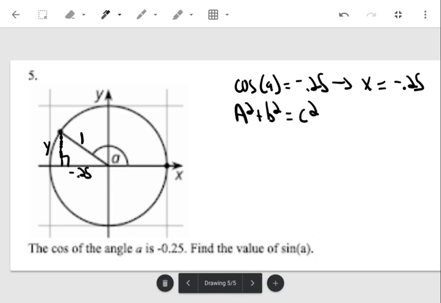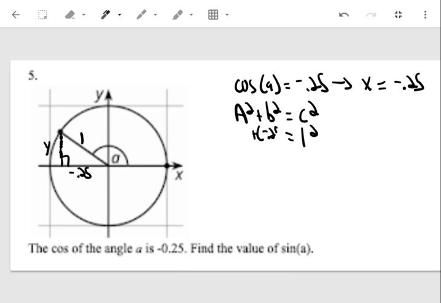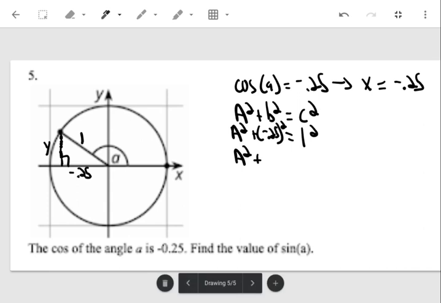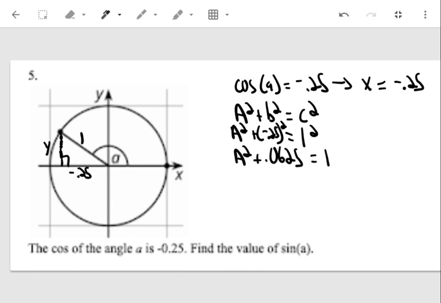I know that c has to be 1 because that's the hypotenuse. Then I'm going to make negative 0.25 b and solve for a here. I'm going to use the calculator on my phone. First I'm going to do negative 0.25 times negative 0.25, and I got 0.0625. That equals 1 squared, which is 1.